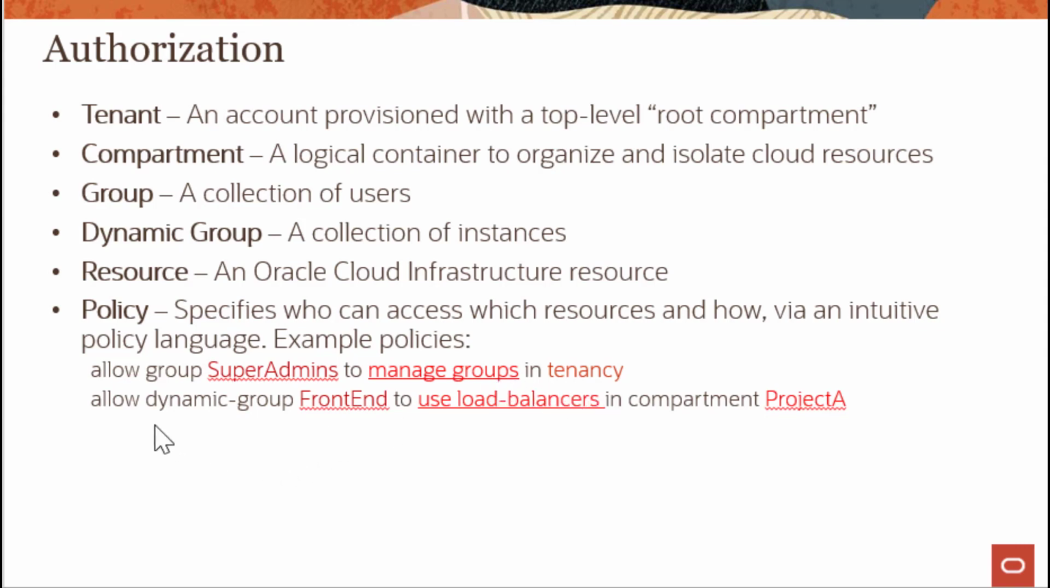Or we can have a policy such as allow dynamic group, certain dynamic group, to perform certain actions in a compartment. So as you can see, the keyword goes from tenancy to compartment. When we use the keyword tenancy, it means across the entire OCI account. When we use the keyword compartment, that basically means that whoever the policy is assigned to will be restricted only to a certain area of the tenancy.